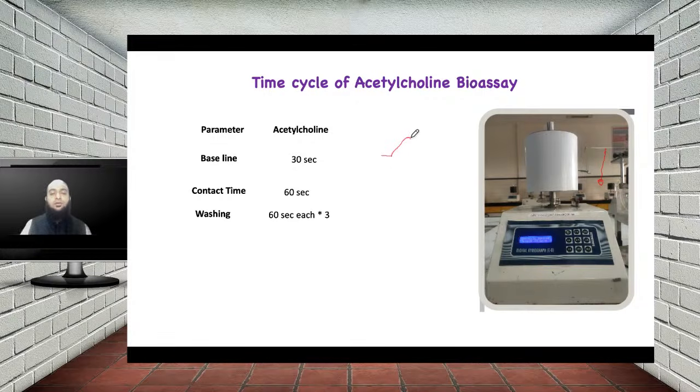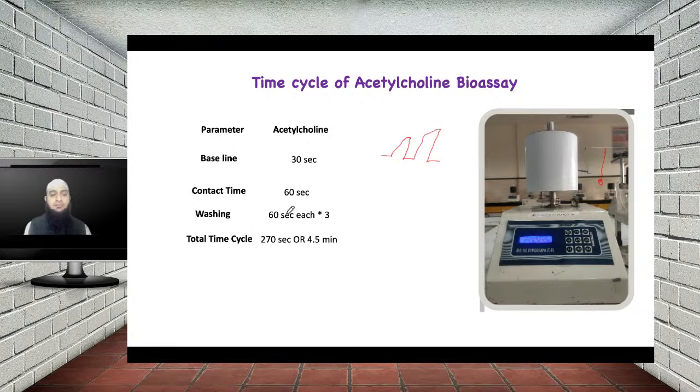Okay, so when you give the first washing, you will get a response something like this, then the second washing, and then you will be giving the third washing. So you are giving three washings, each of 60 seconds, spending a total of 3 minutes in the washing period. When you are taking the next response, again you take the baseline, give the second dose, take the response, and give the washing for 3 minutes. So there are three washings, each for 1 minute.